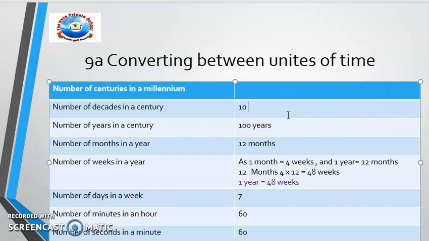So this you have to solve on page number 152, or whatever your page is. You just have to see this table. It must be on that page, and the topic is 9a, converting between units of time.